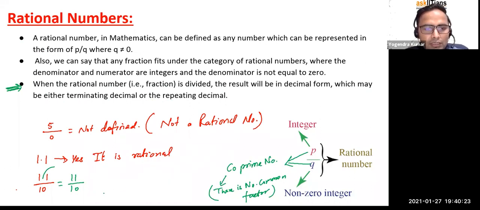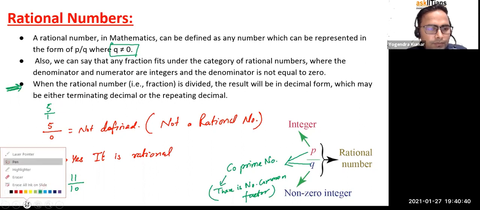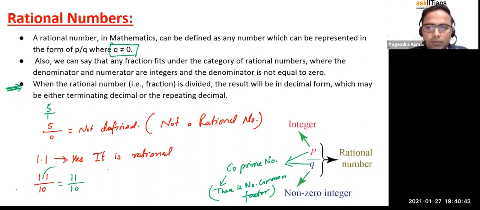Now, is 5 a rational number? Yes, 5 is a rational number because it is 5 divided by 1. p is an integer, q is an integer. Are they co-prime numbers? Yes. Is q not equal to 0? Yes, right. q should not be equal to 0. So that's what we need to remember. Perfect. Let's move on to the next slide. I hope it is clear.